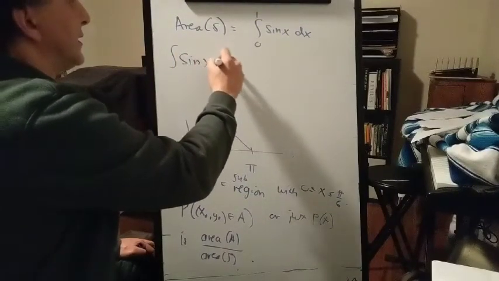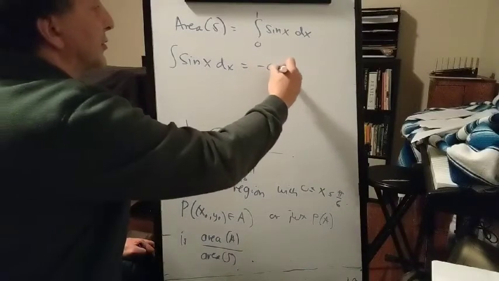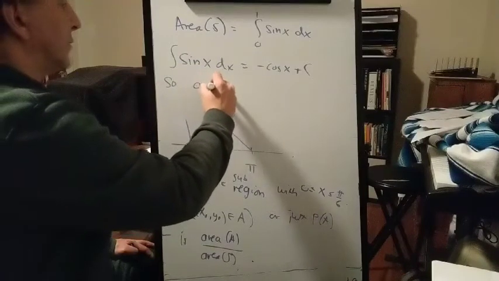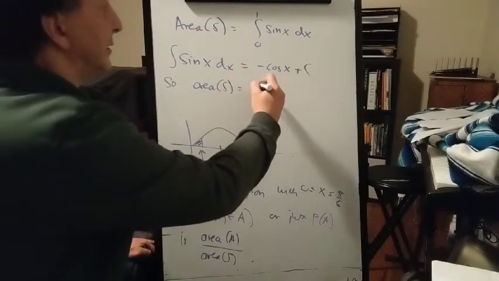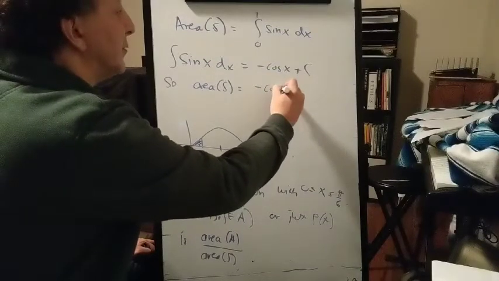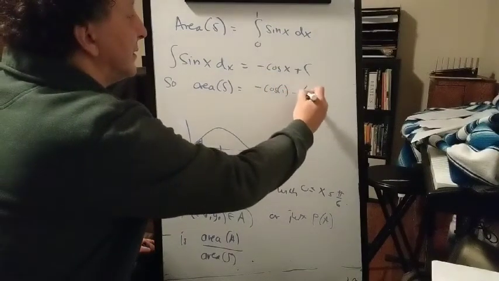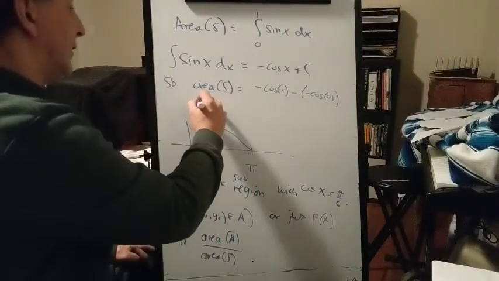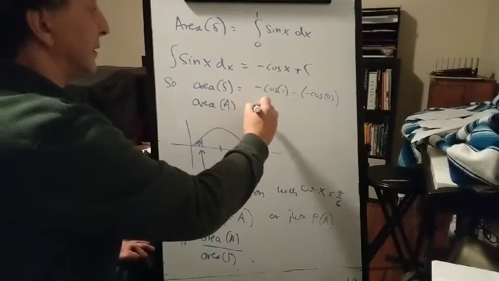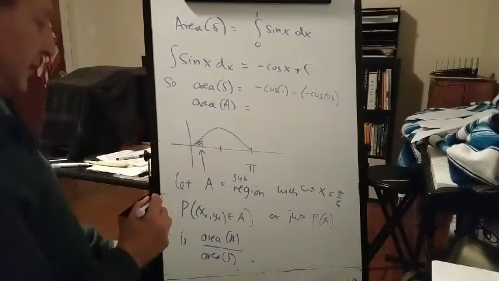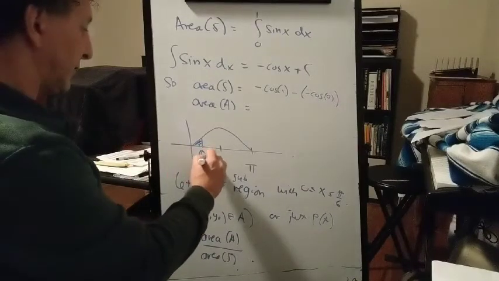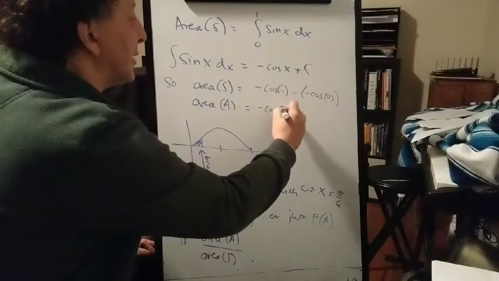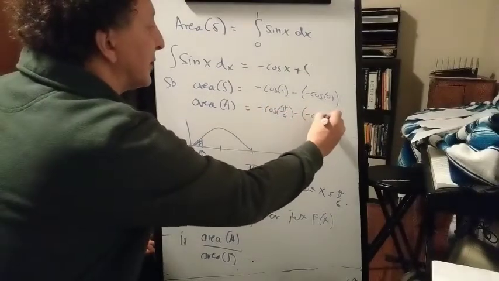The integral of sine is negative cosine plus c. So the area of S is negative cosine of 1 minus negative cosine of 0. And the area of A is the same thing, but we're just integrating from 0 to pi over 6. So negative cosine of pi over 6 minus negative cosine of 0.